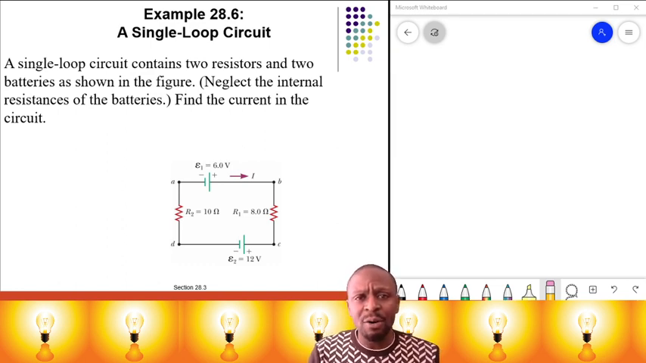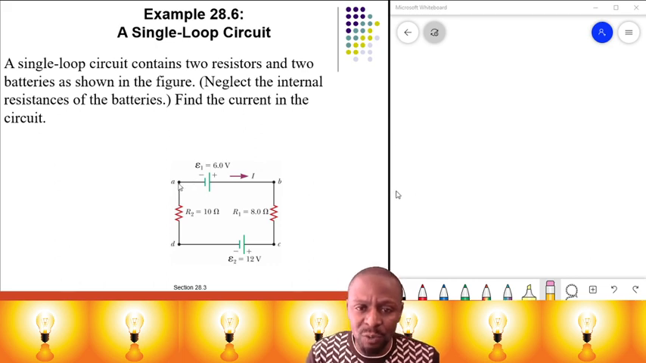Example of a single loop circuit. As I've said previously, a single loop circuit contains 2 resistors and 2 batteries as shown in the figure. Neglect the internal resistance of the battery. Find the current in the circuit.